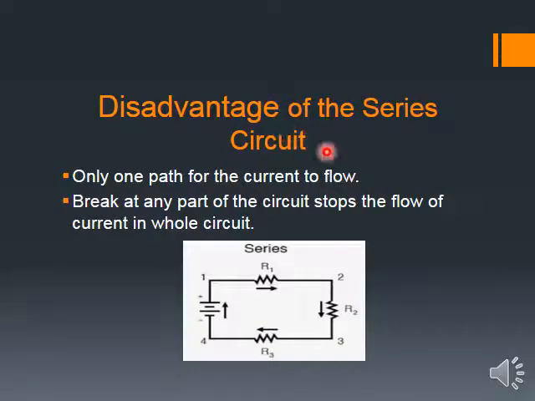Next one is disadvantages of the series circuit. Only one path for the current to flow. As I have discussed earlier, there is only one path for the current to flow. A break at any part of the circuit stops the flow of the current in the whole circuit. If a break occurs near the second light bulb, then this will stop the flow of the current in this whole circuit. The current will not flow in this whole circuit.